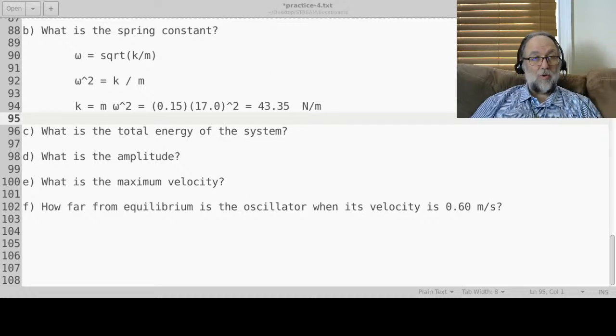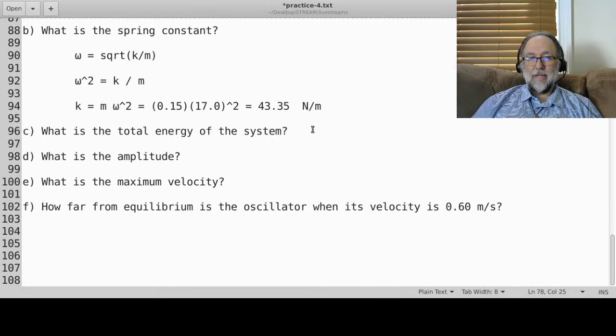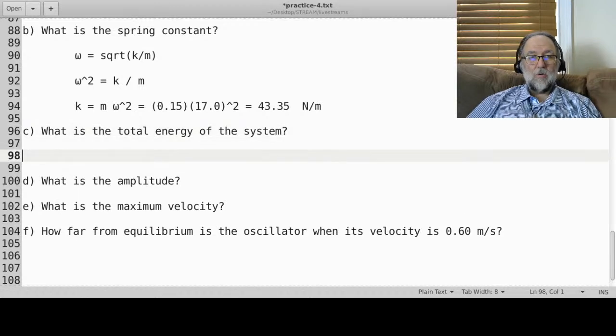That's the situation you're in right now, because I told you that at a displacement of 2.5 centimeters, you have a velocity of 0.5 meters per second. I didn't tell you the amplitude. I didn't tell you the maximum velocity. I gave you information at some arbitrary point in the cycle. And so here's that answer.